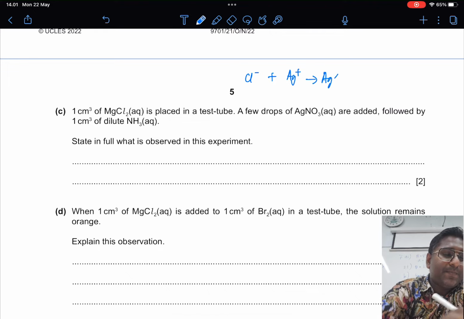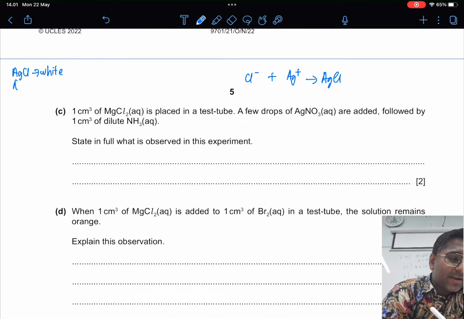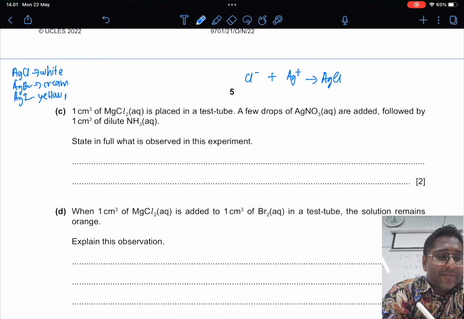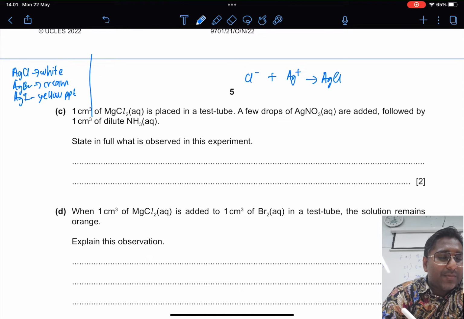Do remember, AgCl is a white precipitate. AgBr is going to be a cream precipitate. AgI is a yellow precipitate. Now, we can further confirm this reaction by adding dilute ammonia or by adding concentrated ammonia.